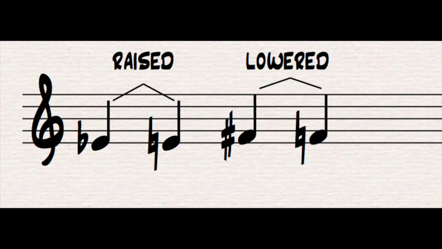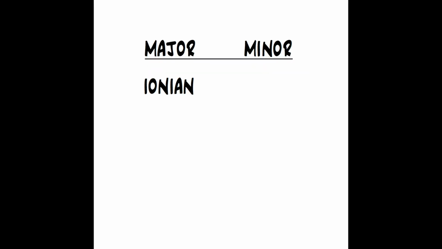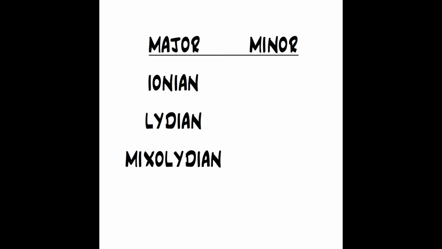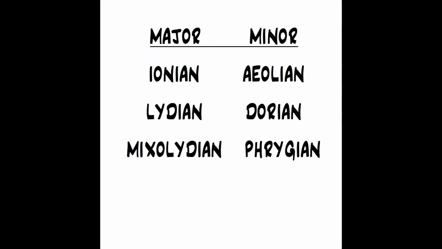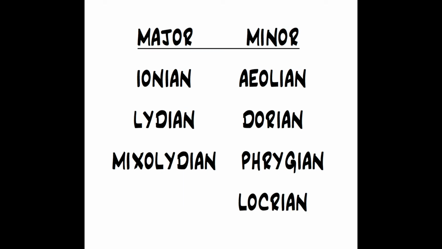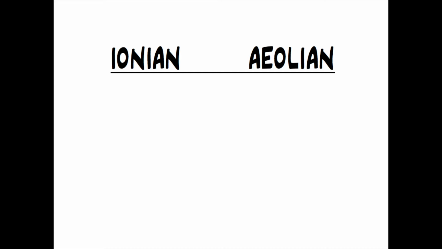Now that we have established there are two different types of modes, major and minor, let's put each of the other modes into one of these two categories and see how they are different from one another. In the major category, we have Ionian, Lydian, and Mixolydian. In the minor category, we have Aeolian, Dorian, Phrygian, and Locrian. If Ionian and Aeolian are the standards here, then let's compare the other modes to these two modes, depending on which category they fall into.